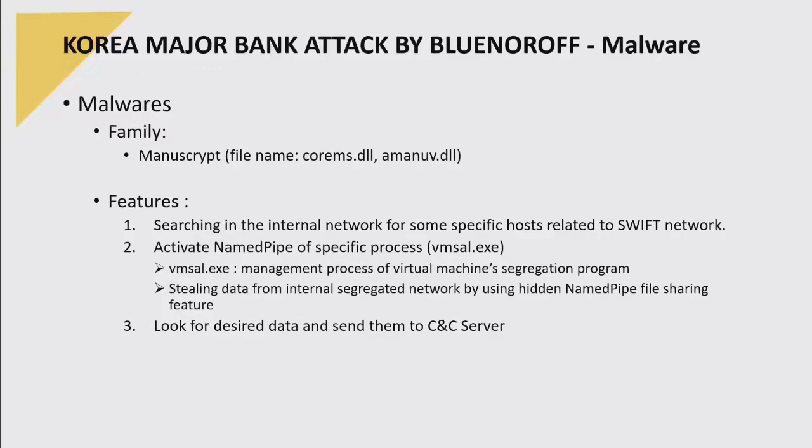In this case, it's vnsao.exe. This process is normally in charge of the seamless application under the virtual environment. And in this case, it's also in charge of the management process of the virtual machine segregation program. So after it activates the file sharing, it will steal data from the internal segregated network by using this function, and then send this data to the C2 server.